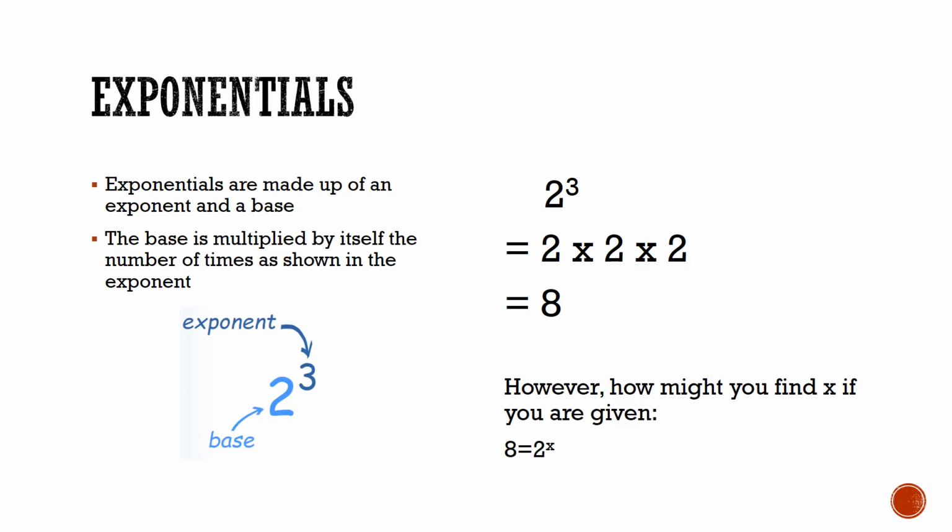Okay, so exponentials. We've worked with exponentials before, but not specifically in depth. So exponentials are made of two parts, a base and an exponent. So here we have 2 to the power of 3, which translates to 2 times 2 times 2, so 2 multiplied by itself 3 times, which is 8. Relatively simple, but the issues arise when we are given something like 8 equals 2 to the power of x, and we need to find x. Obviously with this small number, we're able to work it out in our heads, but something a little bit more complex we need to process.